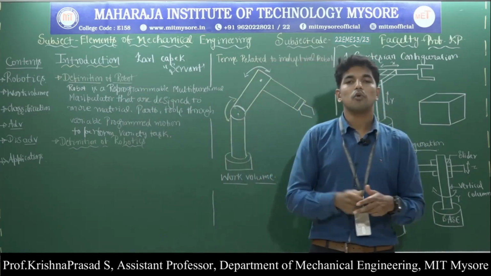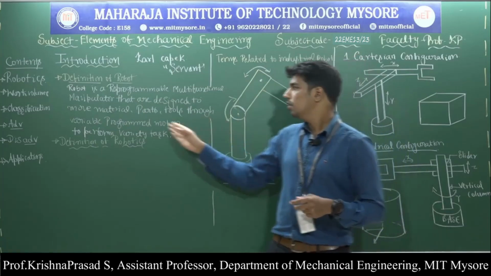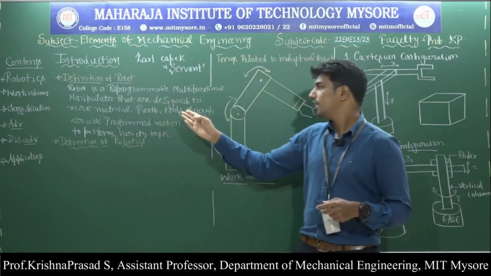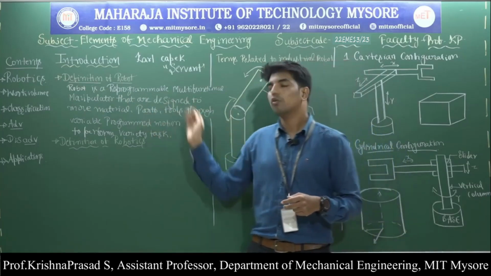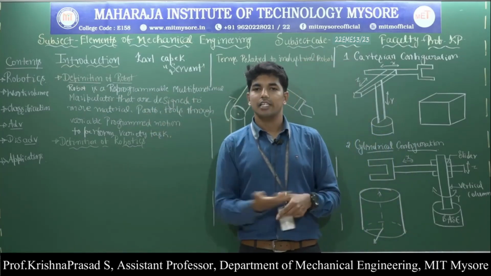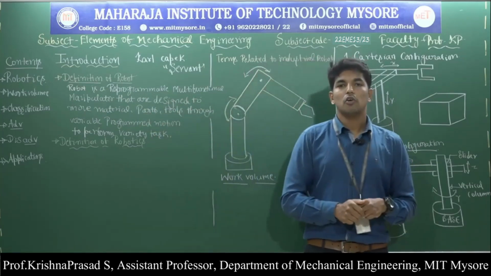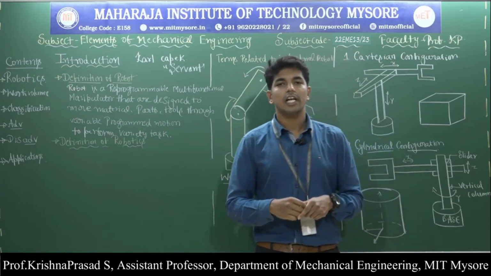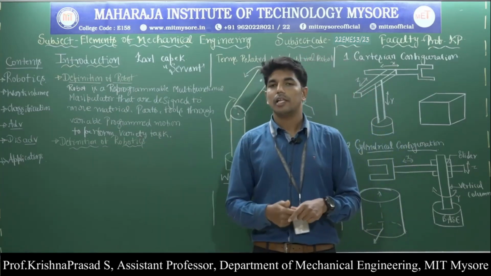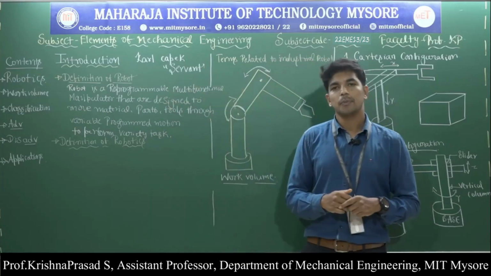So a robot is a reprogrammable multifunctional manipulator designed to move material, parts, tools through variable programmed motion to perform a variety of tasks. The robot is also called an artificial agent, and it can be used as a substitute for human labor. So this is regarding the robot.